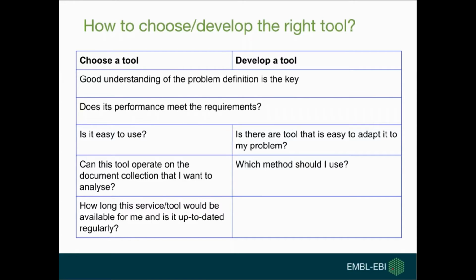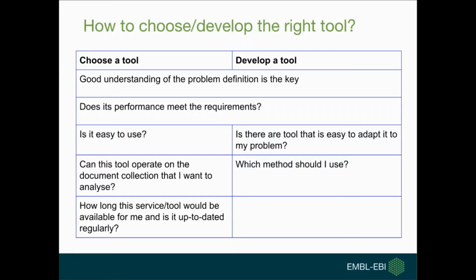There are a couple of points that we need to consider before attempting to use or develop a tool. These are shown in the table. Independent of whether we attempt to use or develop a tool, firstly, we need to have a good understanding of the problem definition and ensure that its performance meets the requirements. If we intend to use an existing tool, we should check whether it is easy to use, operates on the document collection that we think contains the information that we look for, provides up-to-date results, and is available for a long enough period for us.